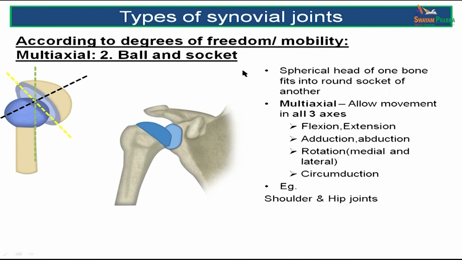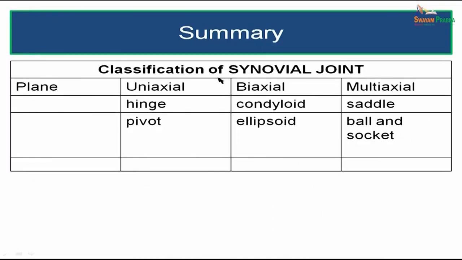Where do we get such joints? We get them in the shoulder and the hip joint. So, when we studied the classification of synovial joints, we have to remember there are four varieties: plane, uniaxial, biaxial, multiaxial. Plane is only one type, uniaxial are of two varieties, hinge and pivot, biaxial are of two varieties, condyloid and ellipsoid, and multiaxial are of two varieties, saddle and ball and socket.